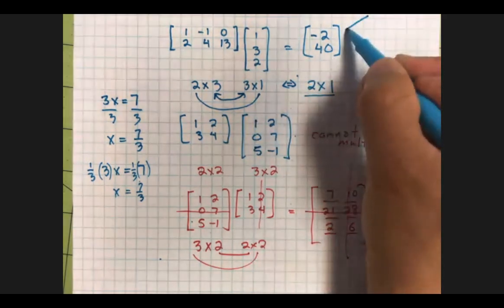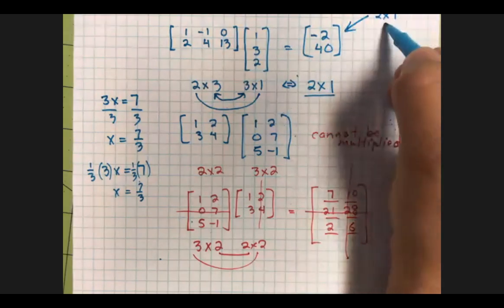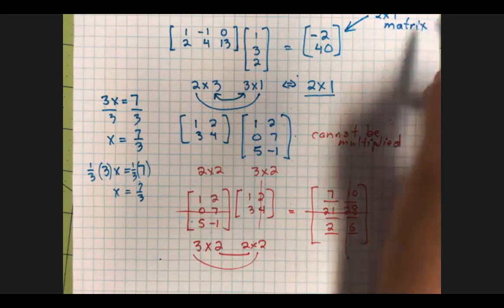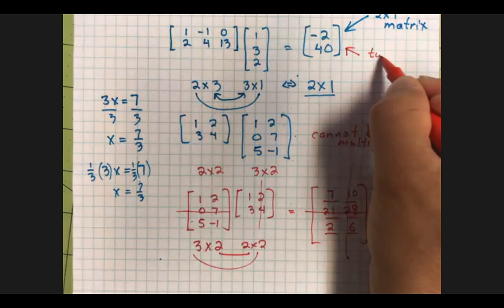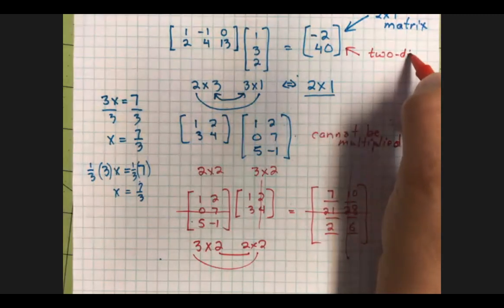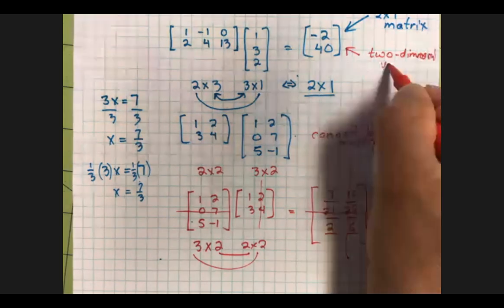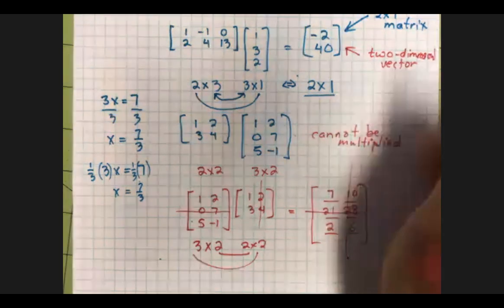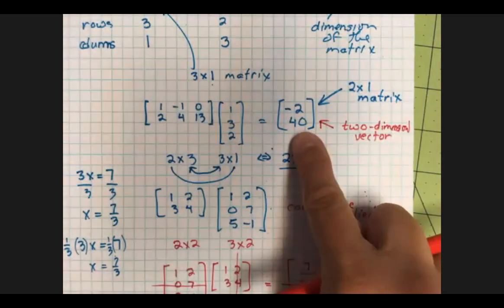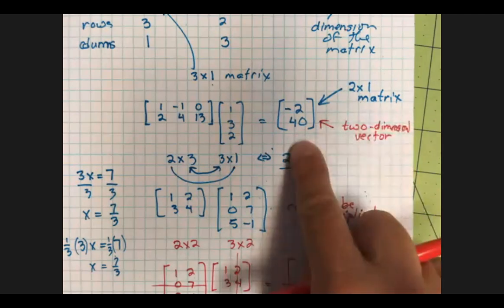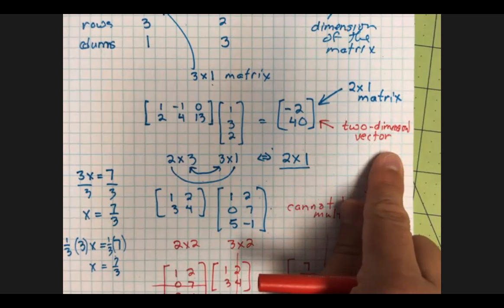What should we say about this 2 by 1 matrix right here? Is it a 2 by 1 matrix? Or is it a two-dimensional vector? The answer is it's not really important to answer that question. I can call this a matrix, a 2 by 1 matrix, or I can call it a 2 by 1 vector or a two-dimensional vector, and no one would care.